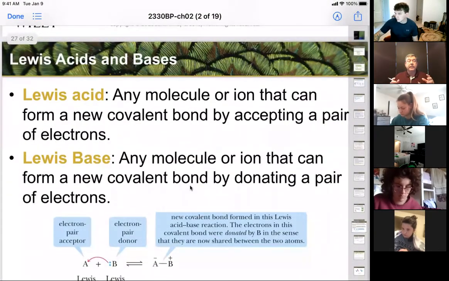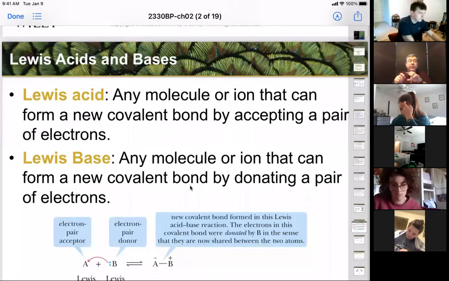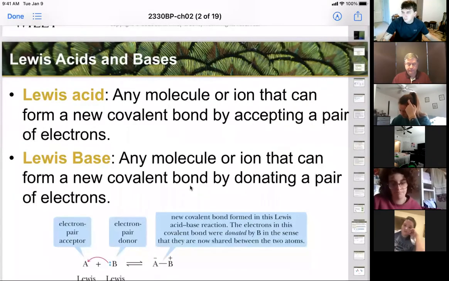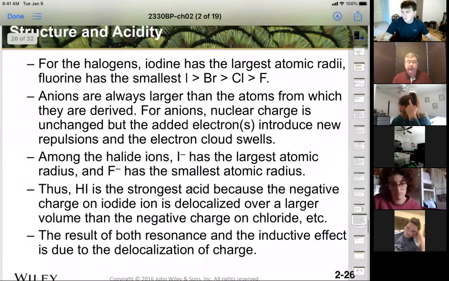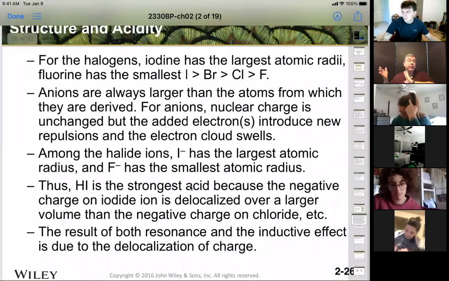Right, because instead of sharing the electron in between the two nuclei of the hydrogen and the halogen, all of the electrons are on the halogen and it actually gets bigger. Oh, right. Yeah. Okay. So yeah, anytime you go from a neutral atom to a negatively charged atom, it gets bigger.